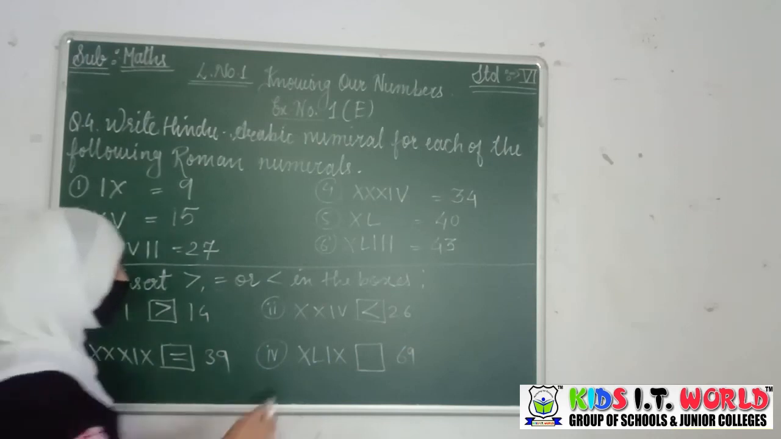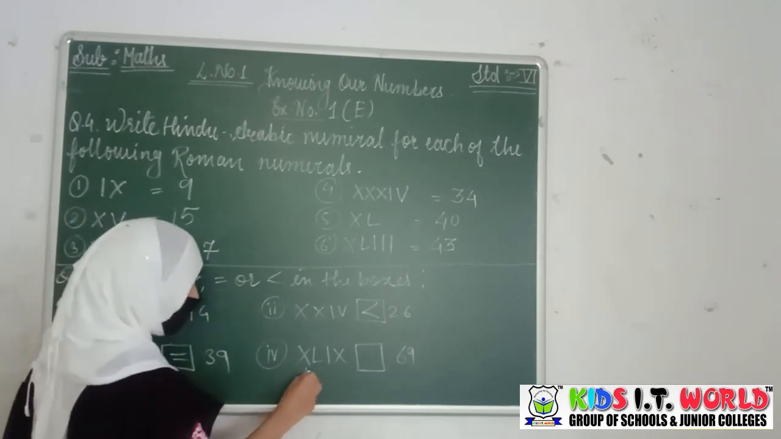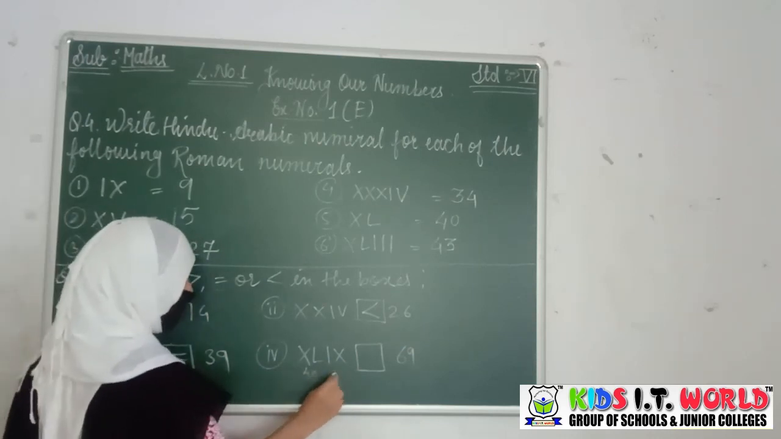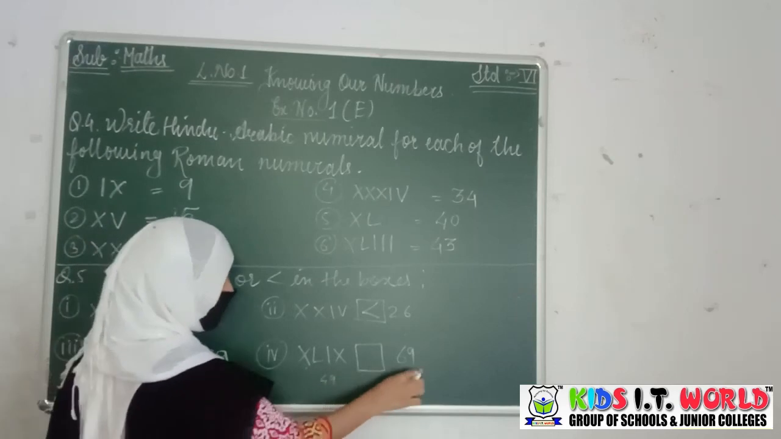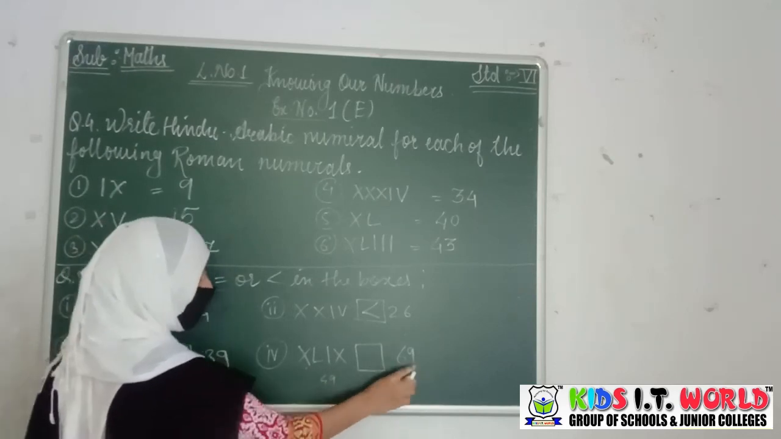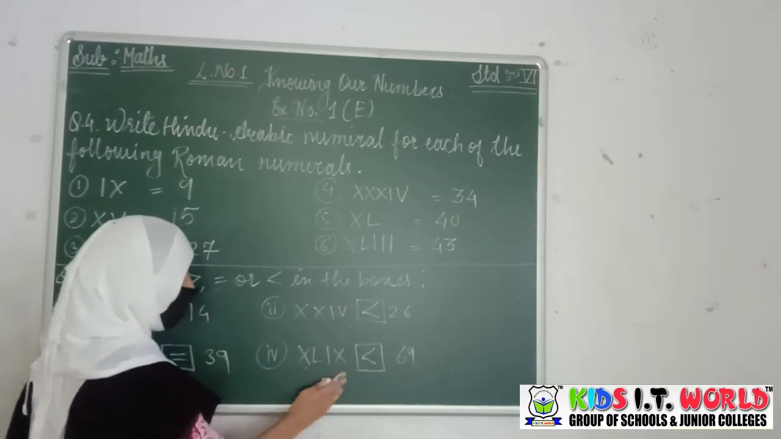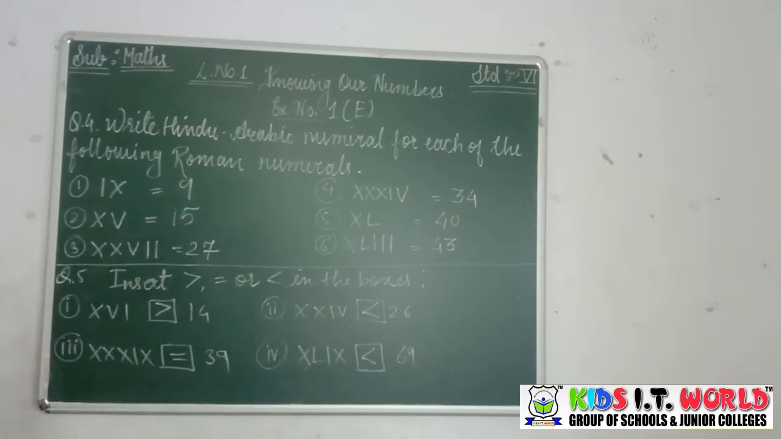Now the last one, it is XL, means it is 40. IX, this is 9, so it is 49. And this is 69. So which number is greater in both? This one. So the open side of the symbol directly goes to the greater number. So thank you students. In this way, you have to work with the Roman numbers. Thank you.